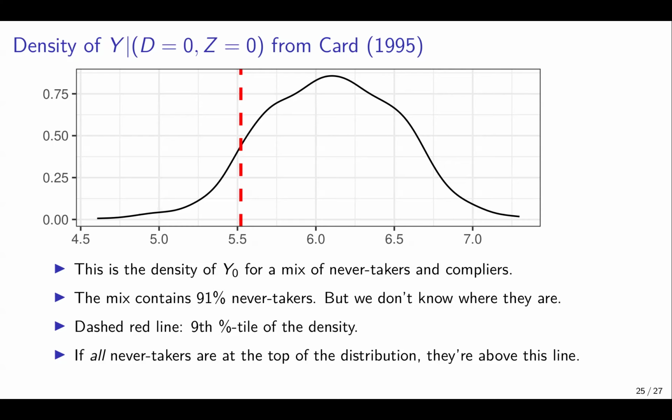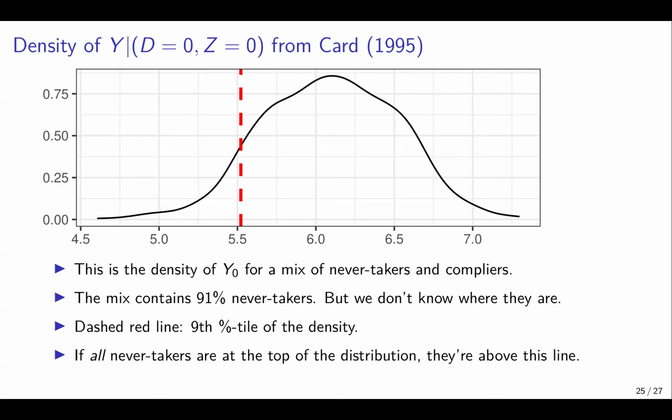And this is log wage. Okay, we already know that this particular mixture contains 91% never takers. The trouble is we don't know where they are. So somewhere in that density, hiding in plain sight, are 91% never takers and 9% compliers.